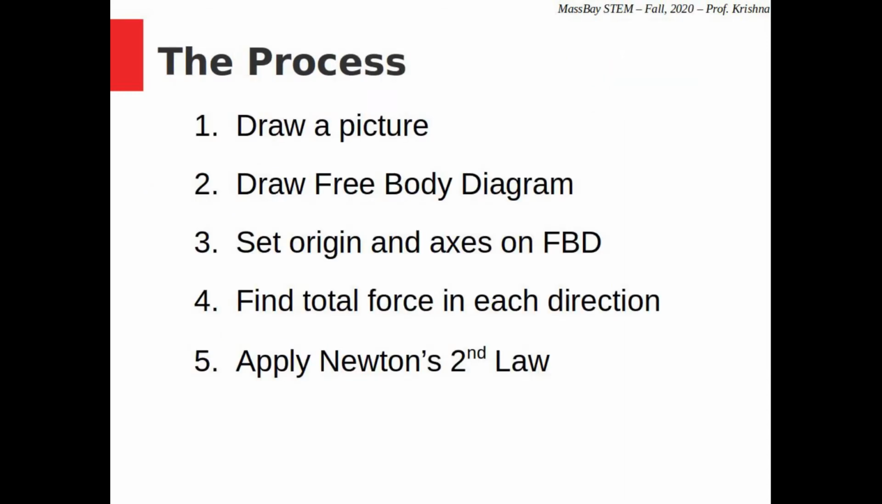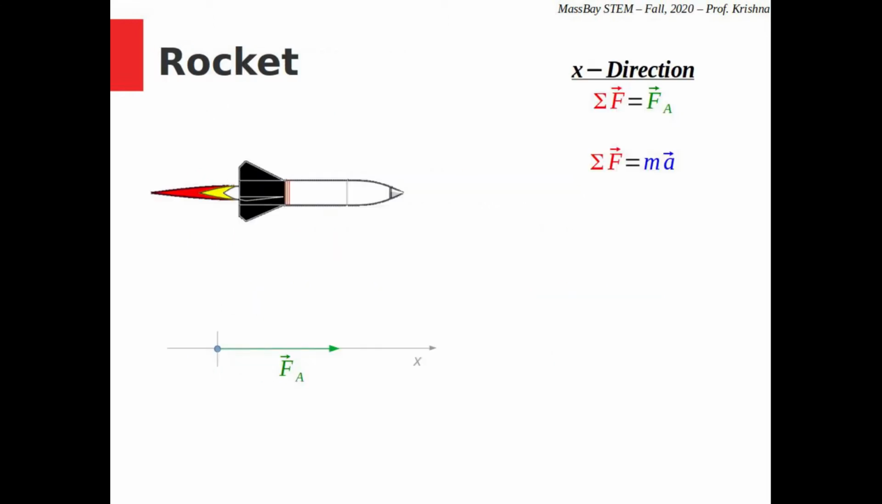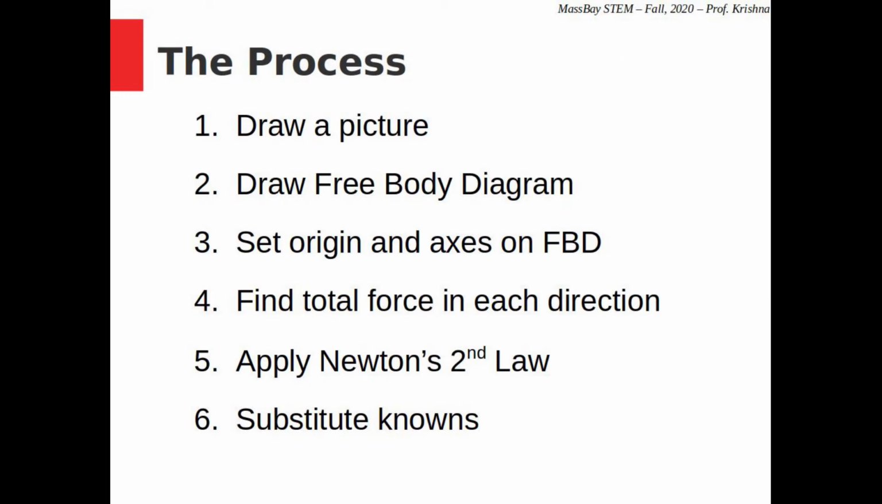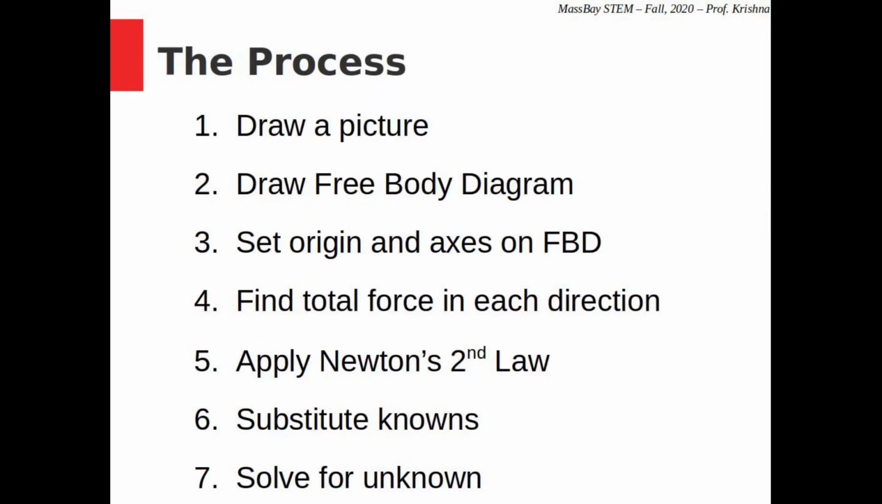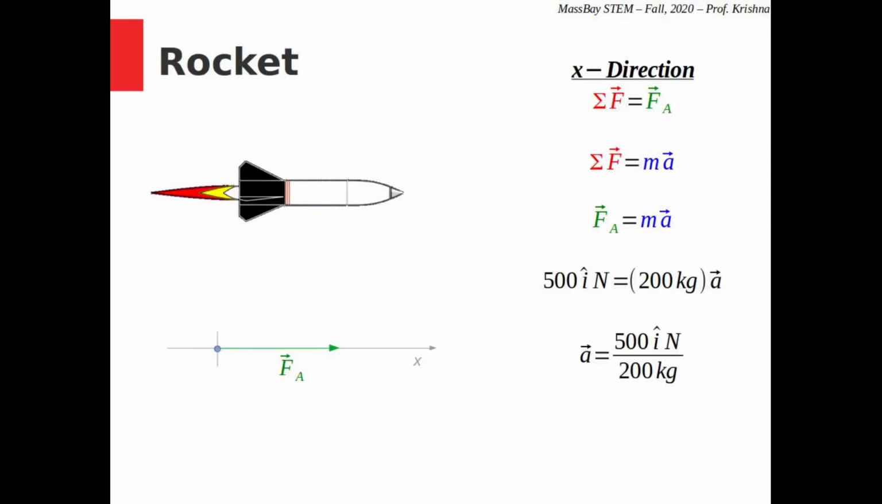But now, look at Newton's second law. Total force equals mass times acceleration. So we can substitute the applied force in to get applied force equals mass times acceleration. Step 5 is to set the total force from step 4 equal to mass times acceleration. Step 6 is to substitute all the known information into the equation from step 5. Here, we know the applied force, 500 i hat newtons, the way we've drawn it, and the mass, 200 kilograms. Step 7 is to solve for the unknown. The acceleration is unknown, and we just need to divide both sides by 200 kilograms to solve for the acceleration. The acceleration is 2.5 i hat meters per second squared.